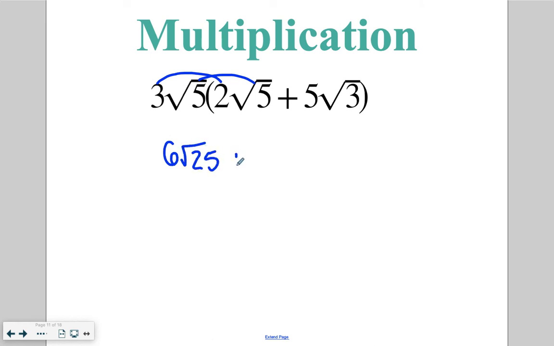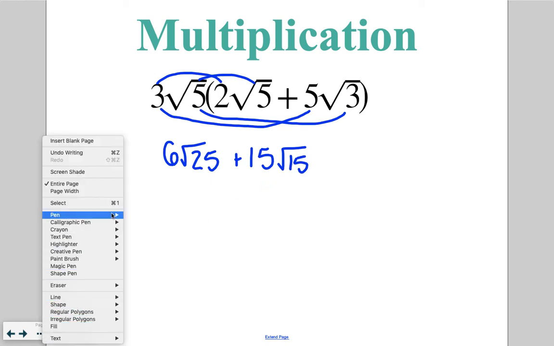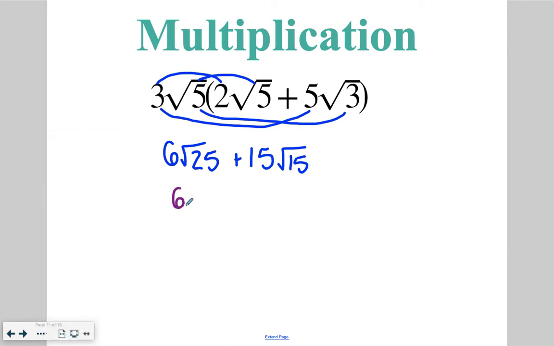Then you would be adding on, multiplying the outside numbers. 3 times 5 is 15. And then the inside numbers, 5 times 3 is going to give you square root of 15. Then we're going to go ahead and see if we can simplify anything. Out front, we've got 6 times the square root of 25. The square root of 25 is 5, so we've got 6 times 5.